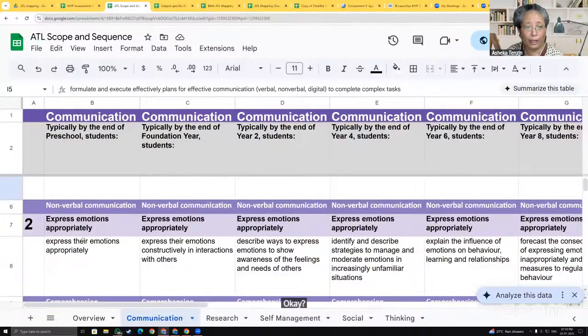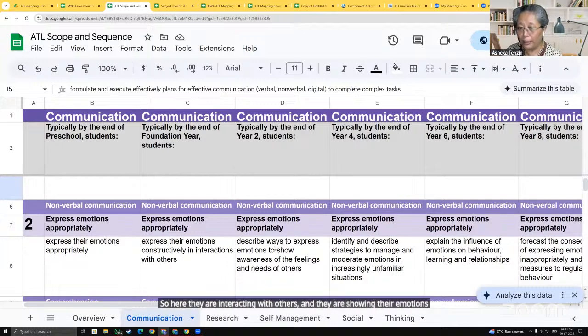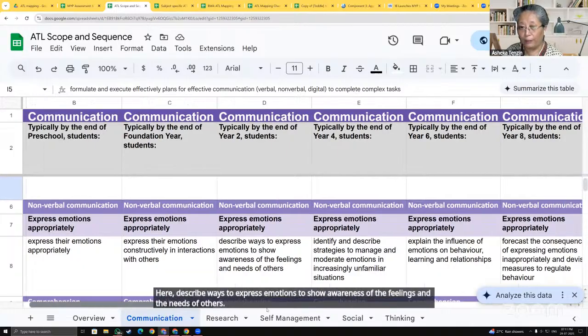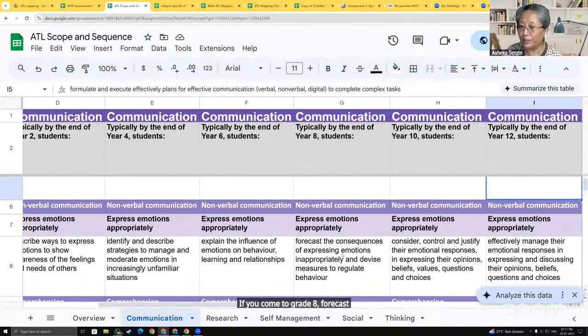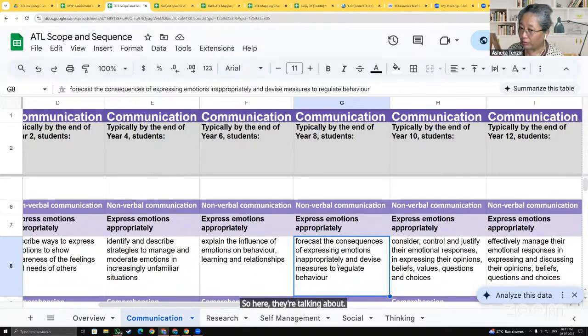Now if you have non-verbal communication, express emotions appropriately, how does it look in preschool? They will express their emotions appropriately. By the end of foundation years, they will express their emotions constructively in interactions with others. So here they are interacting with others and showing their emotions. Here, describe ways to express emotions to show awareness of the feelings and the needs of others. If you come to grade 8, forecast the consequences of expressing emotions inappropriately and devise measures to regulate behavior. So here they are talking about consequences, and then how to regulate behavior also.